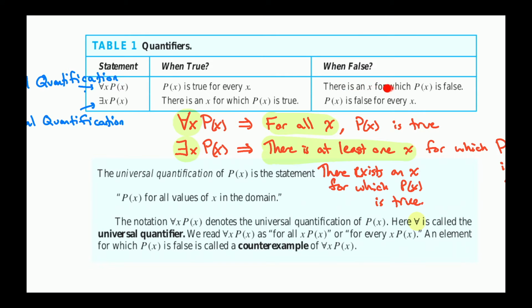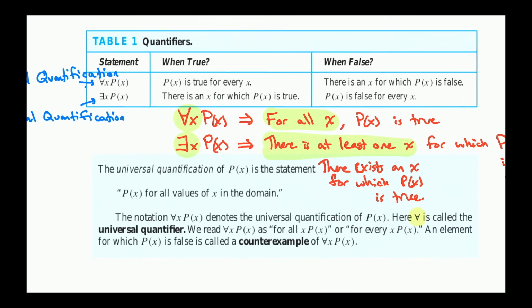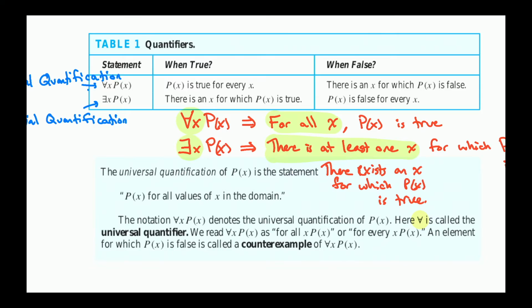Okay, so if you can find any x value where P of x is false, then that would be making this a lie, right? Because it says for all x, P of x is true. So any counterexample would be a counterexample. Okay, we'll see what to do with that in a little bit.